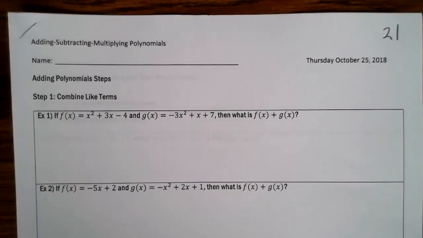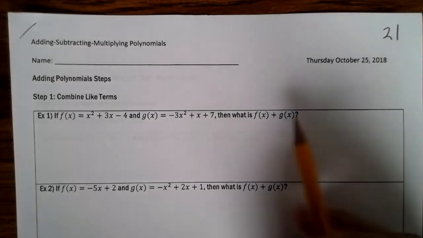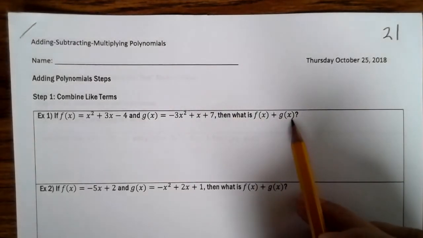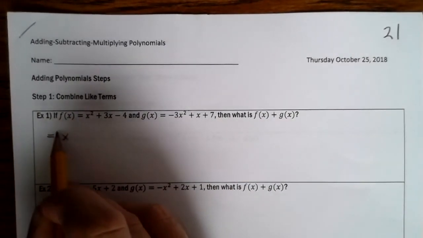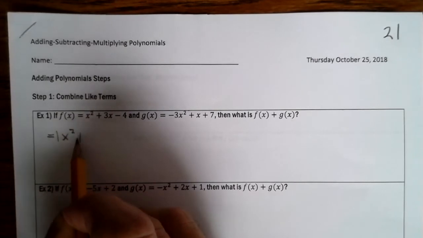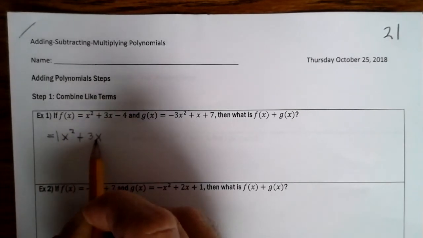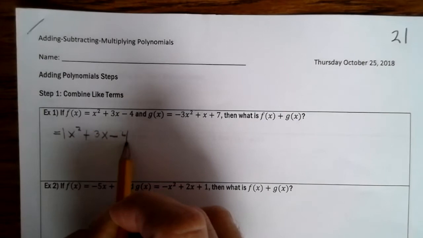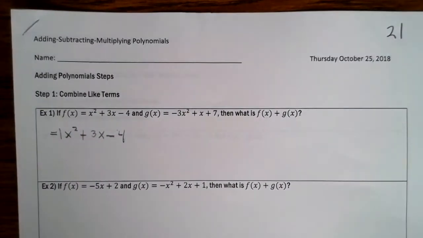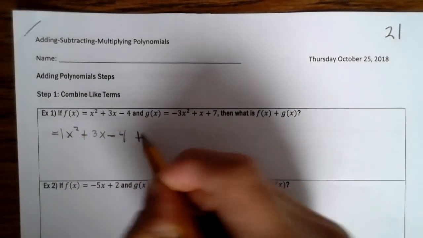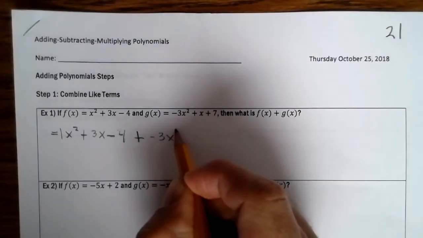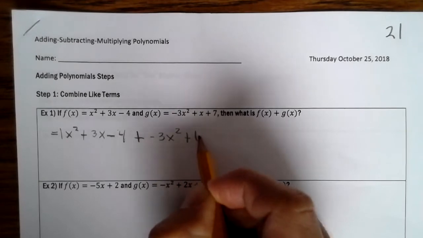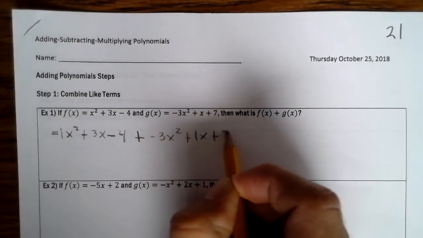All right, adding polynomial steps. Step 1, combine like terms. So, if we're going to add f of x and g of x, well, f of x is here, so that's x squared. I'm going to put a 1 in front of that, x squared plus 3x minus 4, plus g of x, which is negative 3x squared, plus I'm going to put a 1 in front of the x, plus 7.